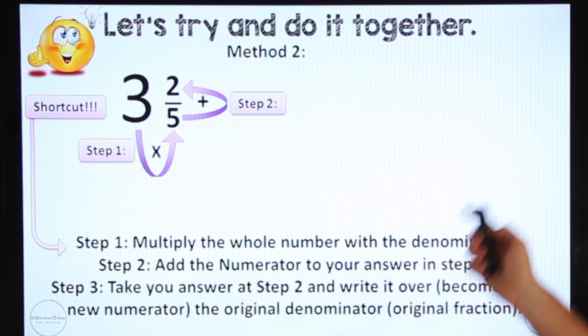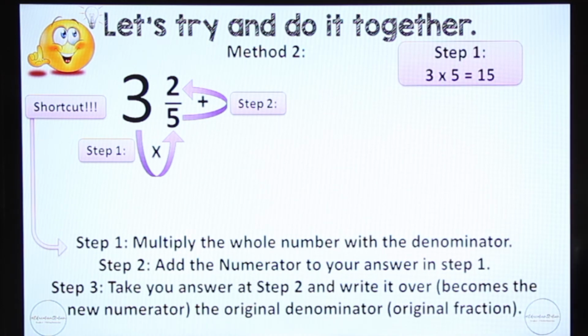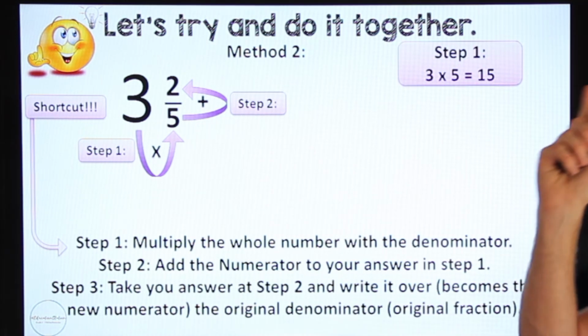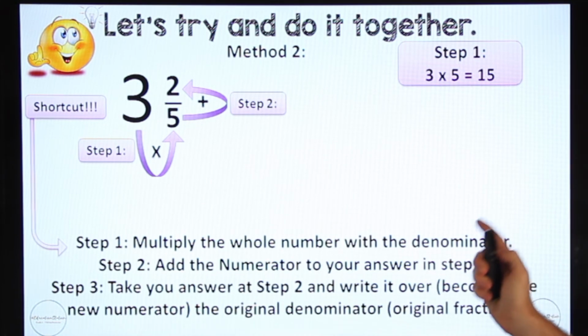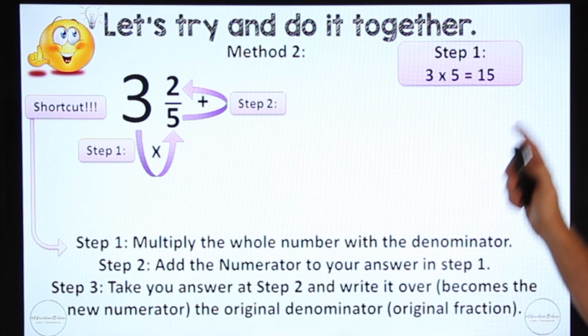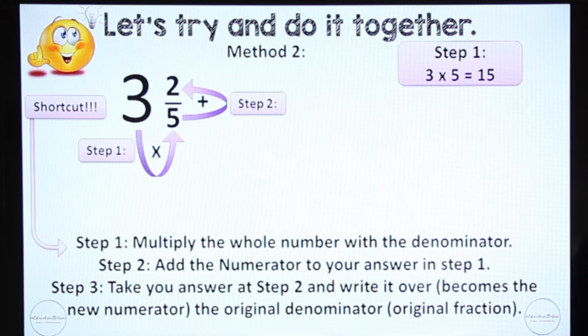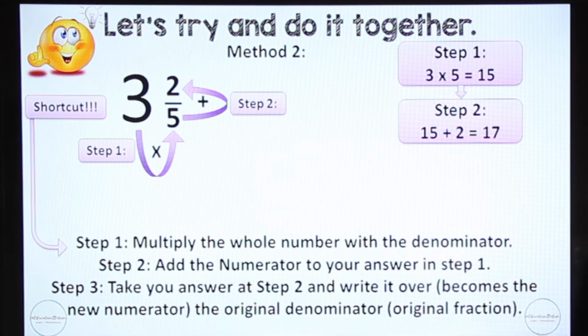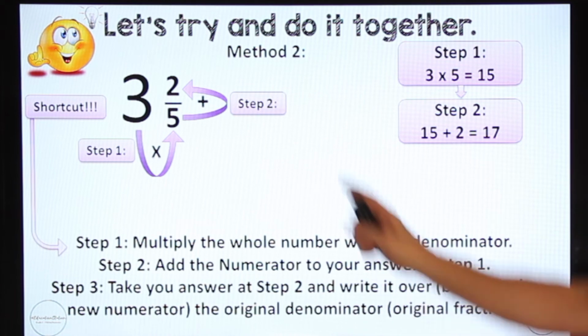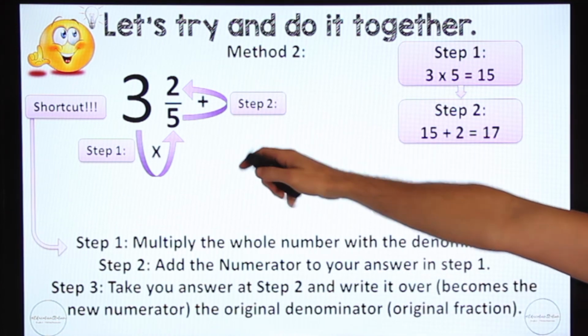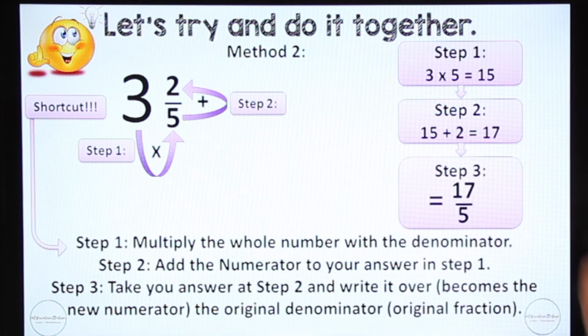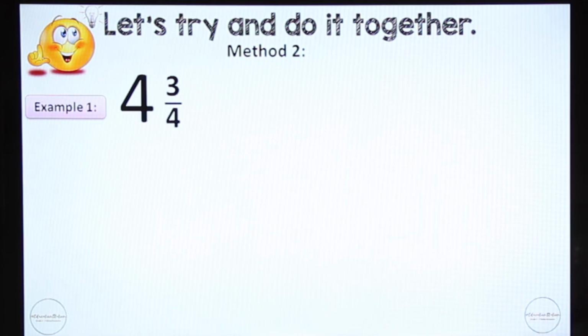So let's go through that. Step 1, multiply 3 by 5, because it's multiply the whole number by the denominator, and 3 times 5 is 15. Step 2, add the numerator. So 15 plus 2 equals 17. Step 3, take 17 and put it over the original denominator you started with, which was 5, and therefore the answer would be 17/5. So let's do 2 examples together.